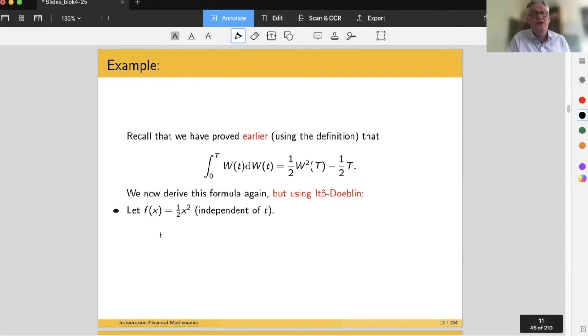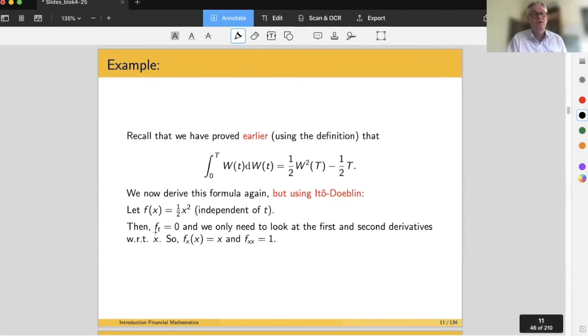Now, the first idea is let's use f(x) = 1/2 x squared. So this is a function that doesn't explicitly depend on t. So it is a function that depends on one argument here. We call it x. So let's look at 1/2 x squared and see how far we get with the Ito-Doeblin formula. Well, if we have this, of course, the first derivative with respect to time is equal to 0. We only need to look at the first and second derivatives with respect to x. The first derivative is x and the second derivative is equal to 1.